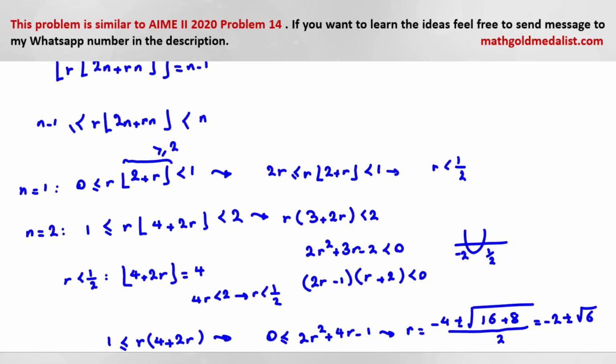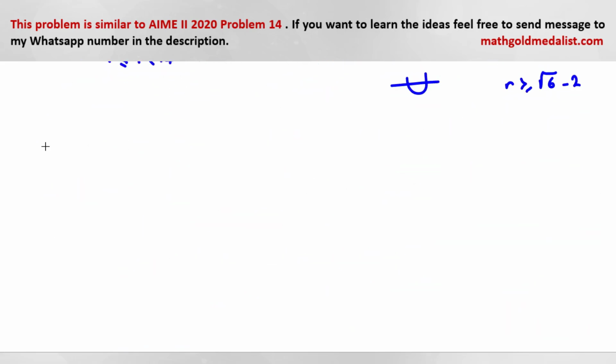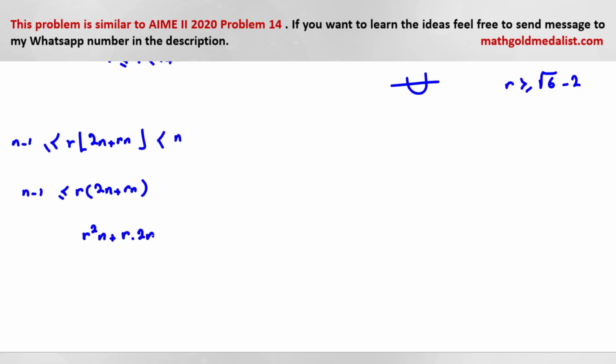Now, if you want to use a similar thing, let's use it for general n, okay? Because we know it should be correct for all n, right? So what can we say? For example, one thing that we can say is that r times (2n plus rn) is greater than or equal to n minus 1, right? So r squared n plus r times (2n plus 1) minus n greater than or equal to 0, right? So what are the roots of r?